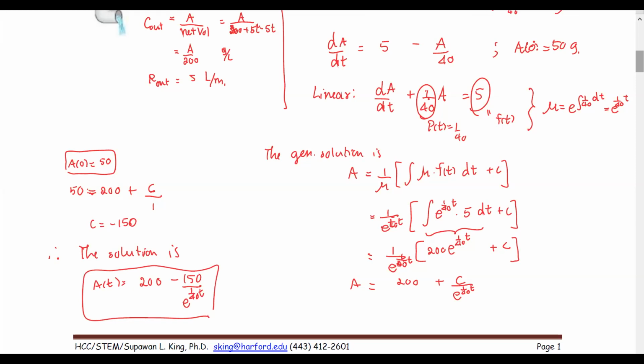If we consider the transient term, the second term is a transient term. Since we take the limit as t approaches infinity, this term will approach 0. Therefore, the equilibrium point of this situation will give you the amount A, which is the quantity 200 grams.